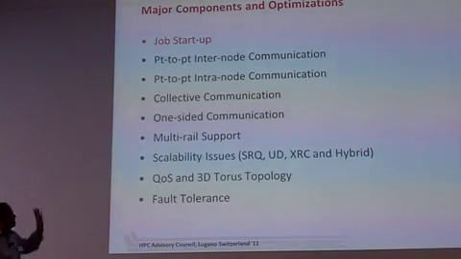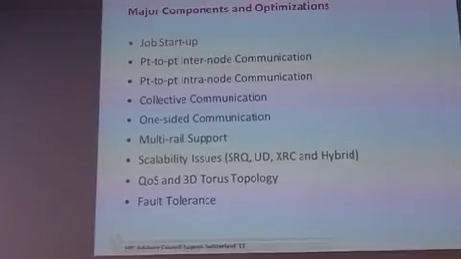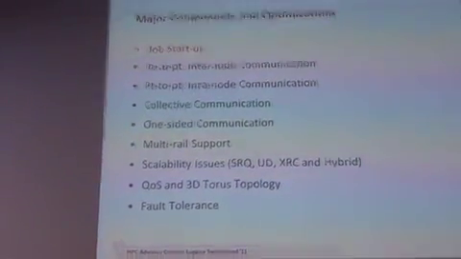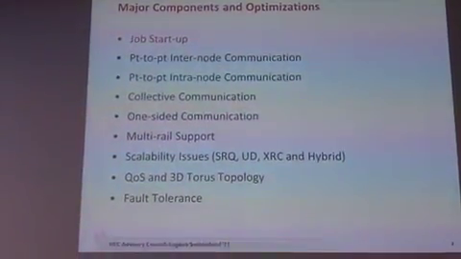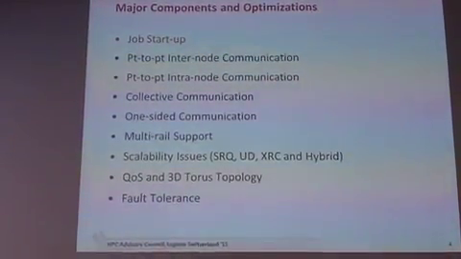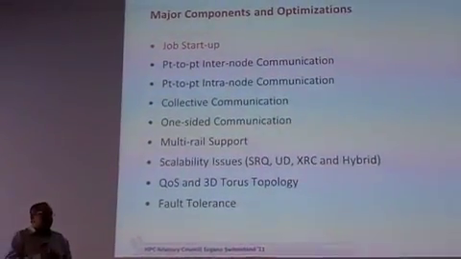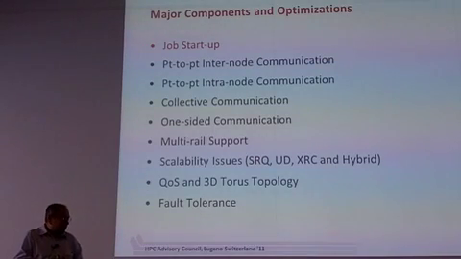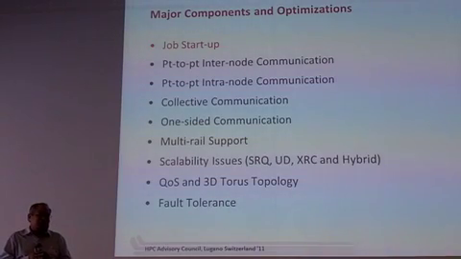What we'll do is select a set of common components: job startup, point-to-point inter-node communication, intra-node communication, collectives, one-sided, multi-rail support, some of the scalability issues, quality of service, 3D torus topology, and fault tolerance. These are some of the things we will focus on. Again, there are a lot of other features outlined in the user guide, and we'll not have time to go over all of them. With these features as well, we'll just try to highlight the important ones.